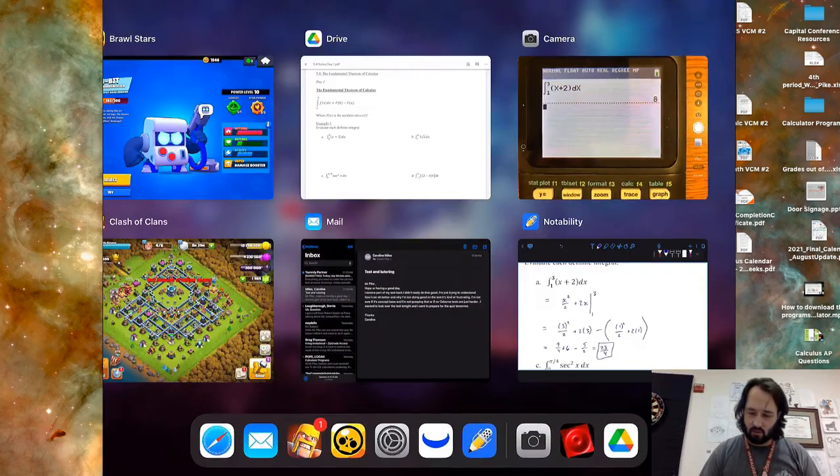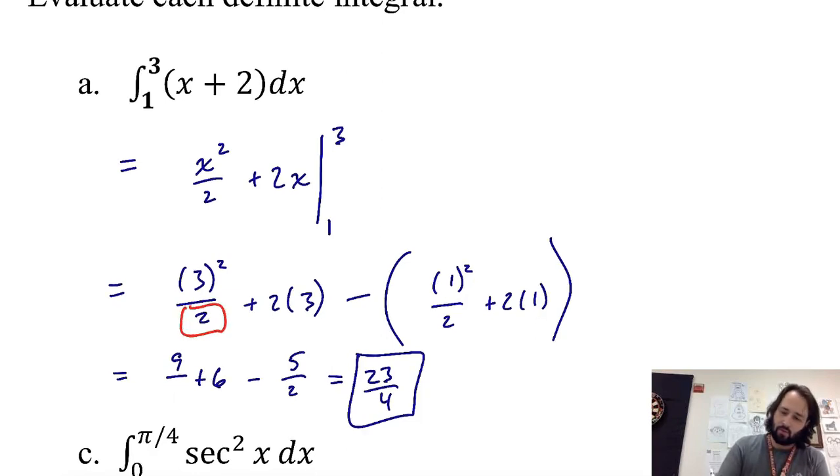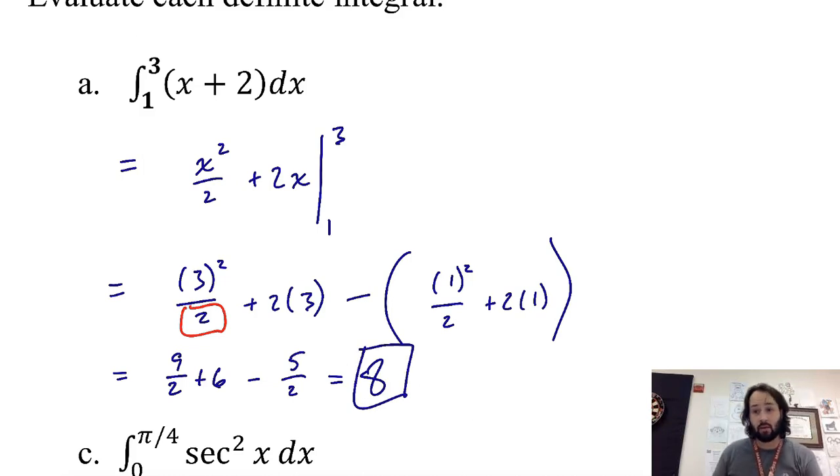Did I write something wrong? Cool, I totally did something wrong. Yeah, boo, this 2 is not squared, so that should be 2. So 9 over 2 minus 5 over 2 would be 4 over 2. So this is 6 plus 2 is 8. I'm so sorry. Good thing we checked our answer, right?